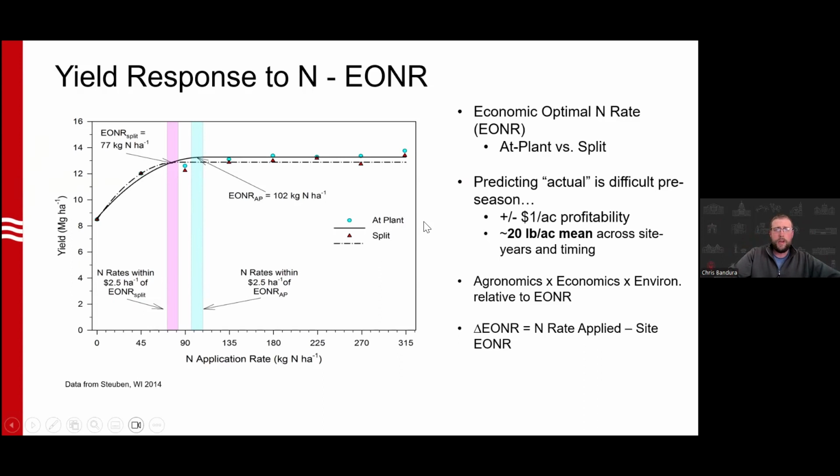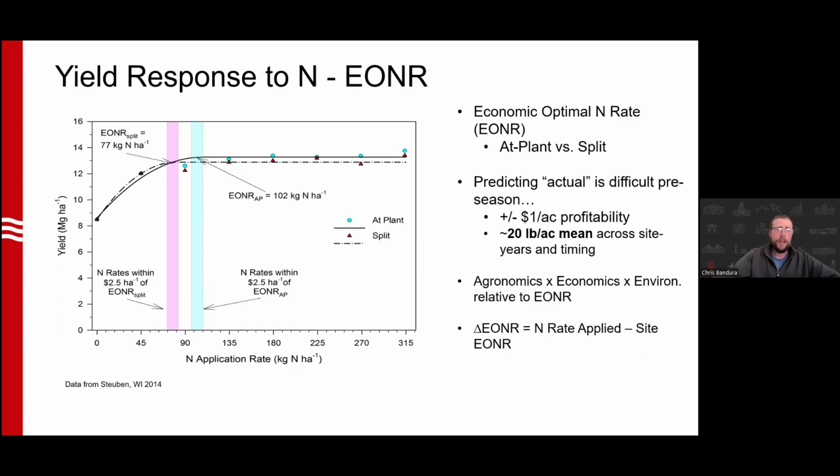And knowing that, our recommendation tools that exist out there, be that the MRTN, and in other states, there might be the yield goal approach and some more sophisticated approaches. We know that predicting the actual EONR is difficult at best prior to the season. So we were pretty interested in having maybe a more practical range of N rates to use to compare the two timings and some of these other metrics.